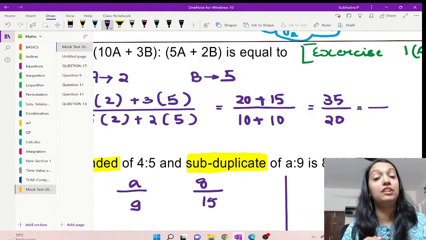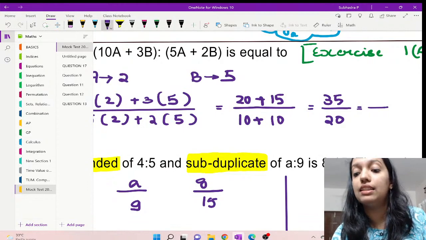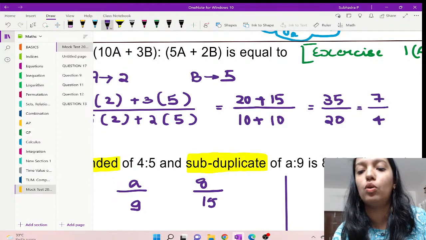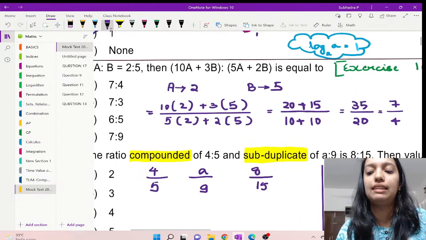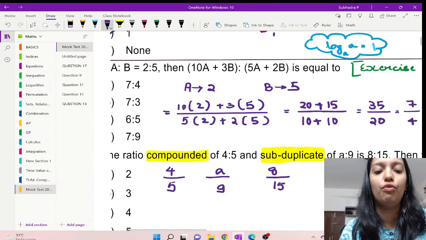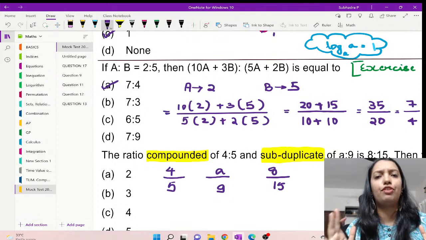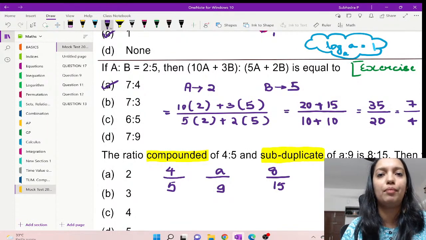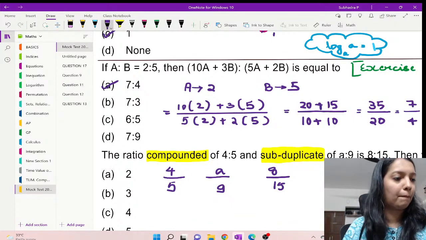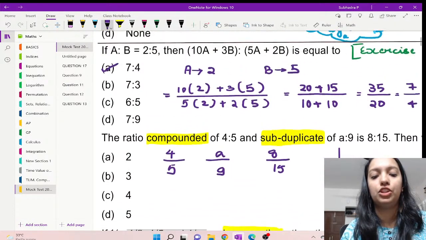Can we further substitute it? Yes. 5 7s are 35, 5 4s are 20. So this ratio is equal to 7 is to 4, which is option A. Quite easy, correct? All the questions from ratio, proportion, indices, logarithm will be very easy to crack in the examination. Will not take much time. Going ahead for next question.